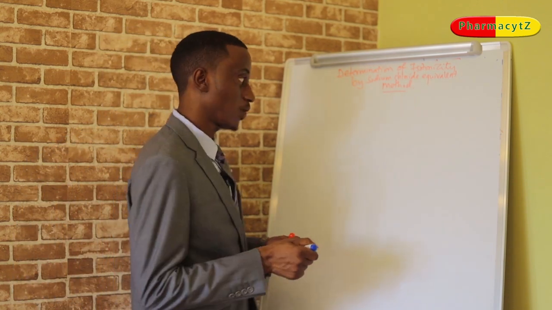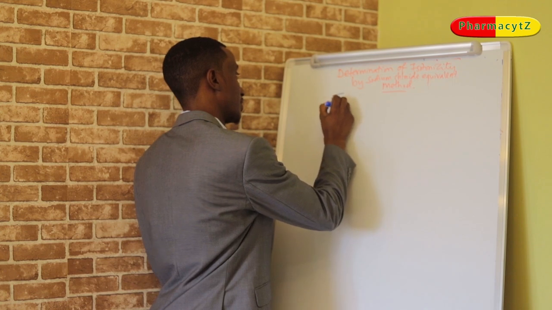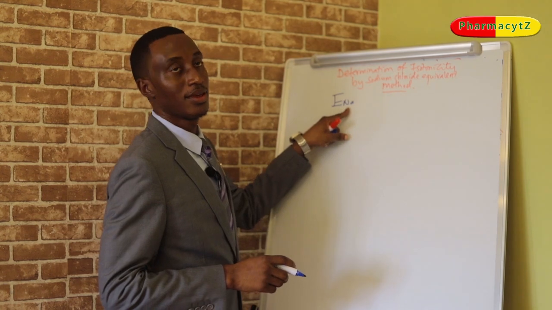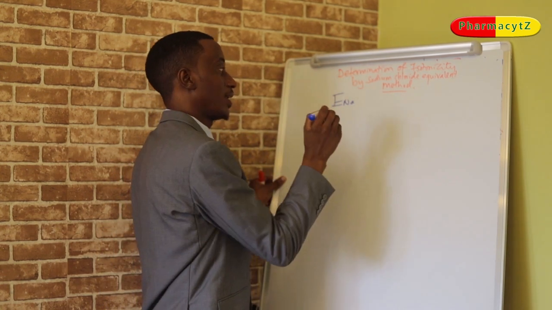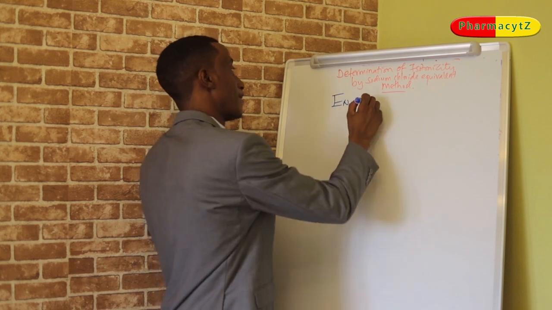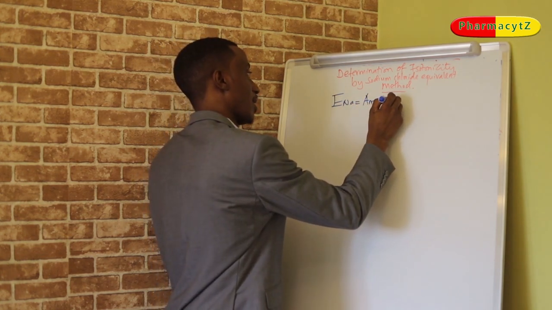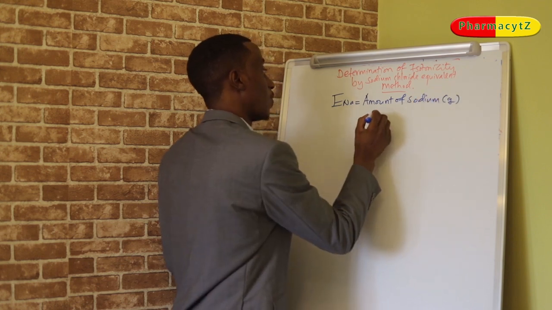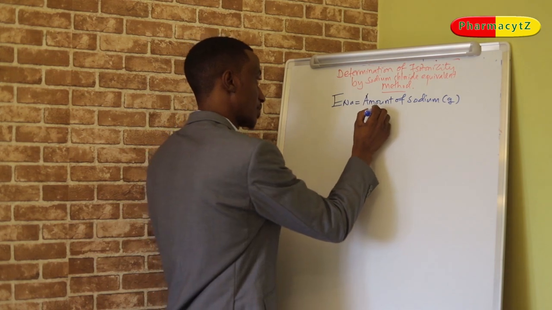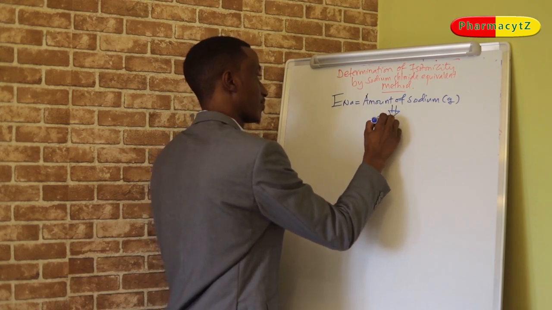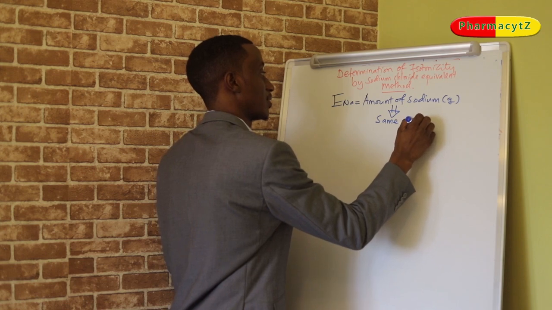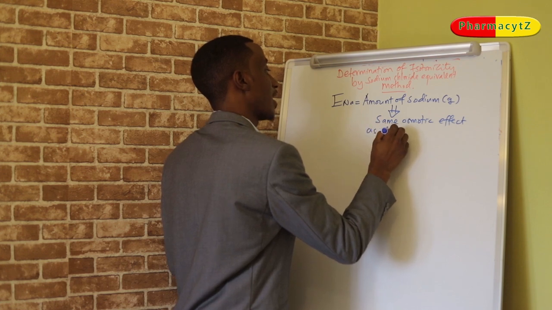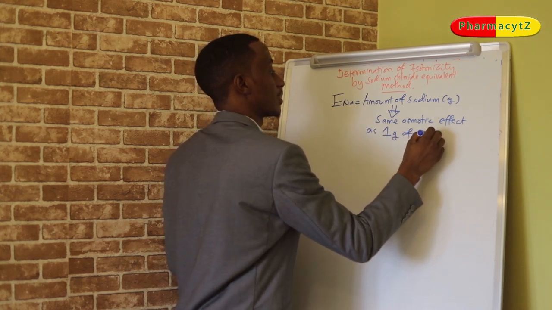This is summarized as follows. Sodium chloride equivalent is briefly written as E, with the subscript for sodium, natrium. So the sodium chloride equivalent is equal to the amount of sodium chloride, meaning the amount in grams, which can produce the same osmotic effect as 1 gram of a drug substance.